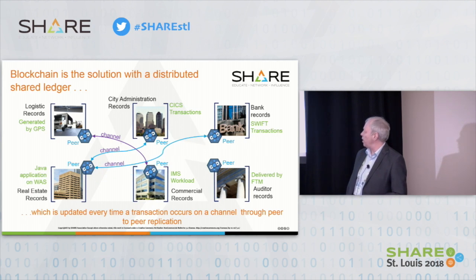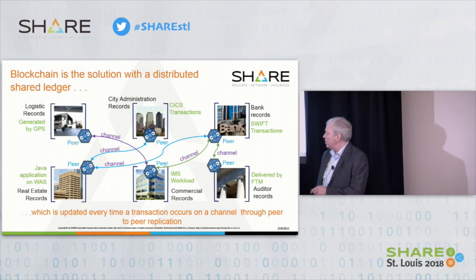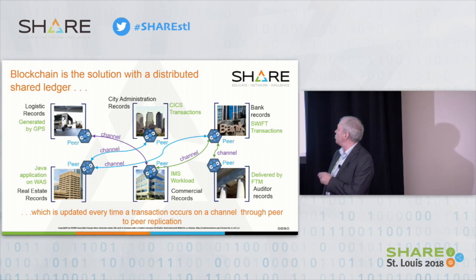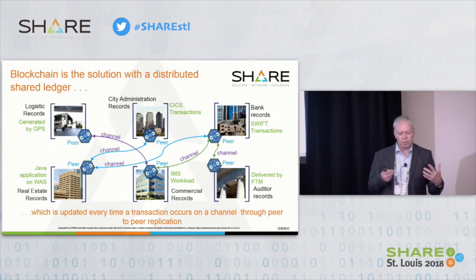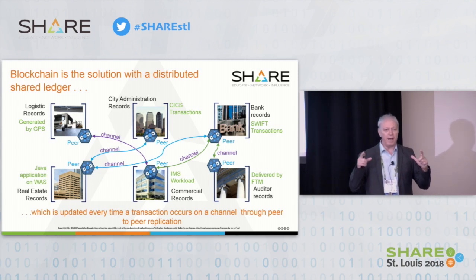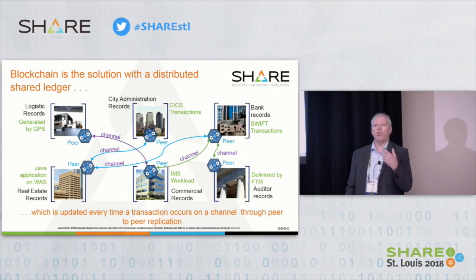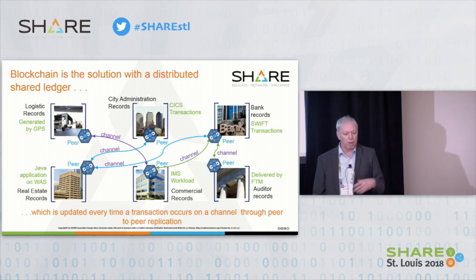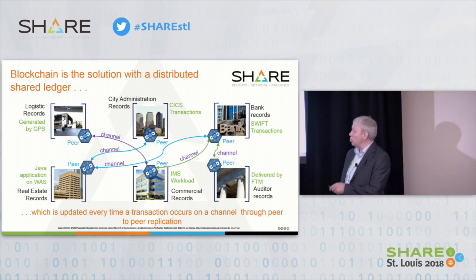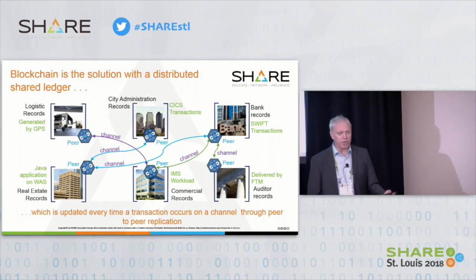So as you see, we have different peers. Different peers have different channels. For example, my real estate peer has a channel to the city administration and another channel to the bank. The logistic institution has a channel to the commercial institution. So here we see that a blockchain can have many different channels, and one peer can participate in many different channels, not just one. Now the conditions that the peer executes on that channel, we'll see that's the chain code.